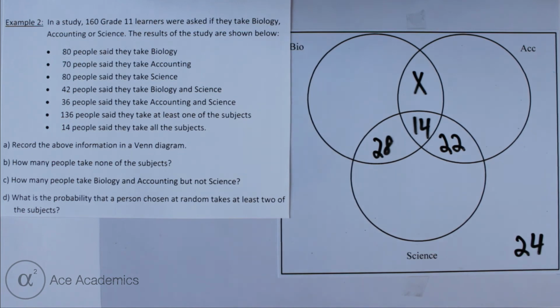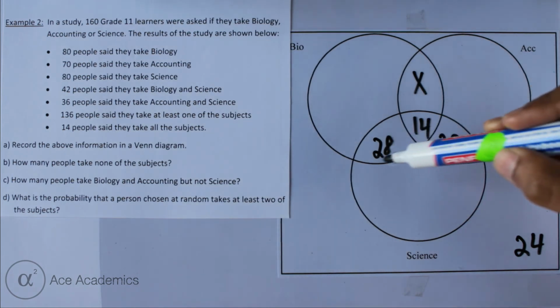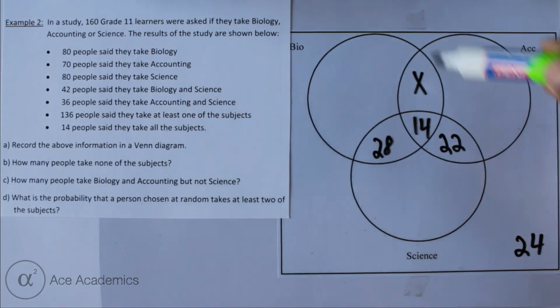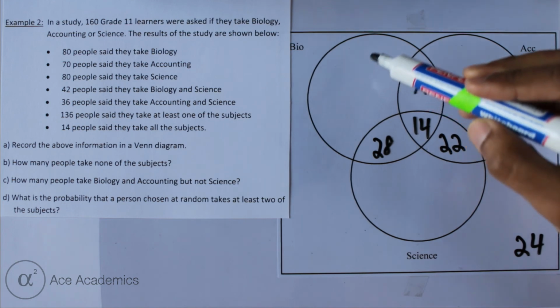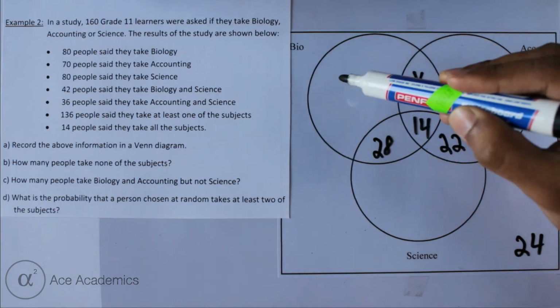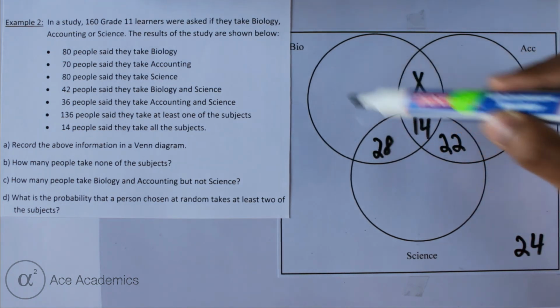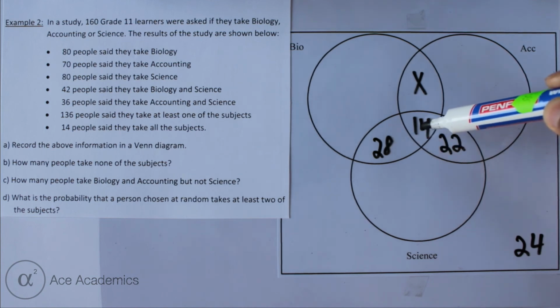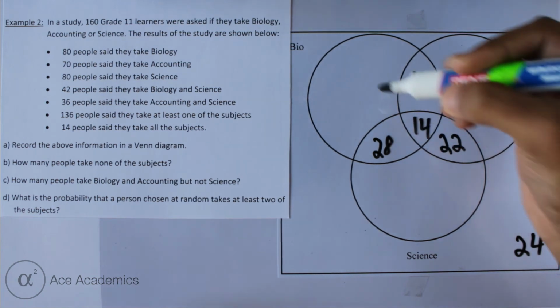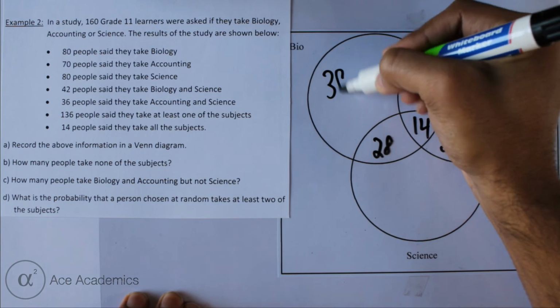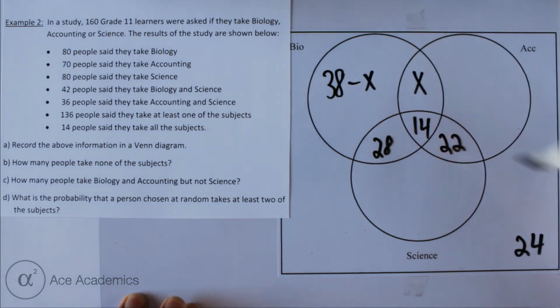Now we move on to the bigger parts of the circle and the first 3 points, which is the only points that are left. The first point says 80 people said they take biology. So 80 people is represented by this entire circle. So in order to obtain this empty space here, we simply have to say 80 minus 28 minus 14 minus x. And we're left with 38 minus x.